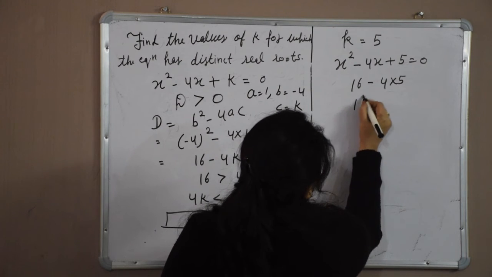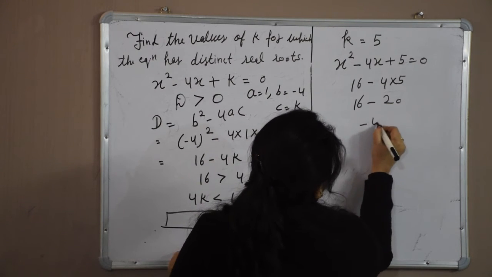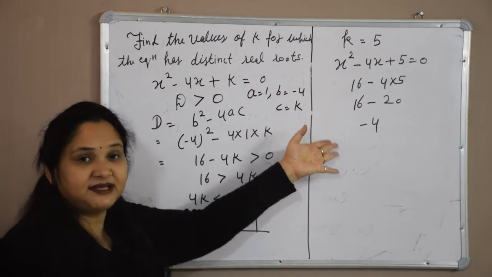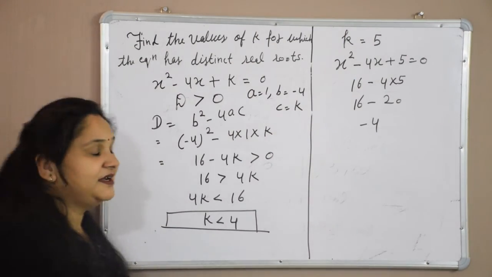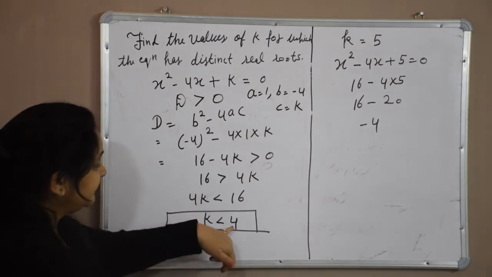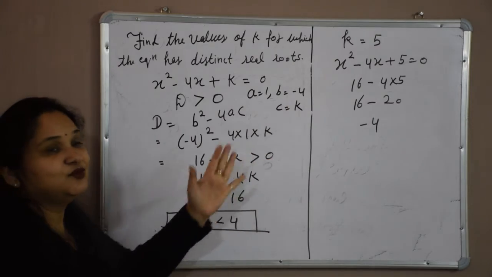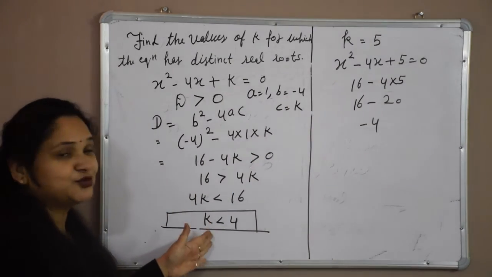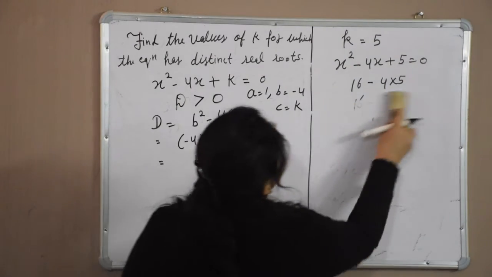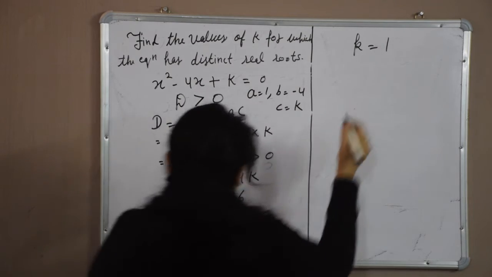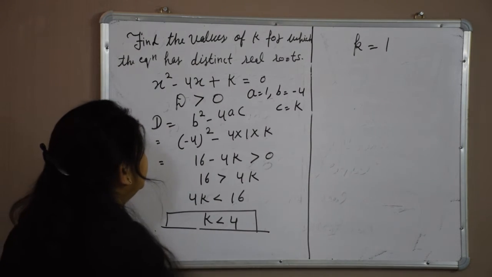So 16 minus 20, that is minus 4. So the equation will have no real roots, because if D is less than 0, we know already the equation will have no real roots. So if we take k greater than 4, the equation will have no real roots. So our condition is always k should be less than 4. Now I am taking an example. Suppose I am taking k is equal to 1, because it is less than 4. It will definitely have real roots.